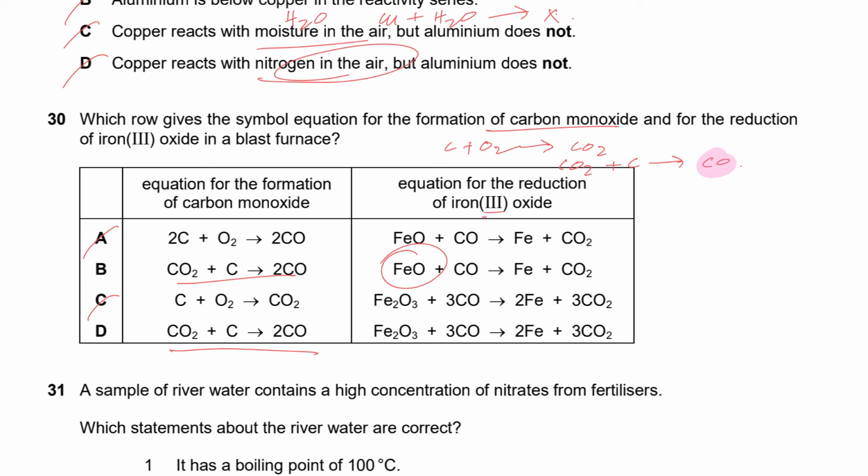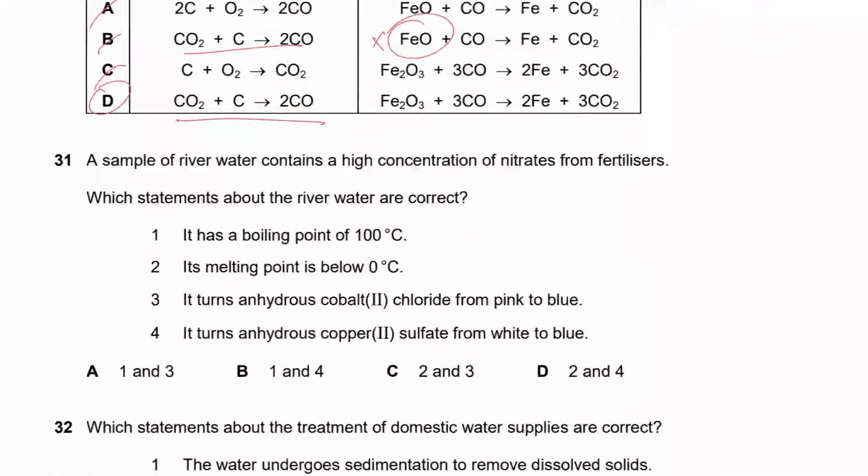The iron 3 oxide means that iron must have a 3 plus charge, O must have a 2 minus charge, cross multiply, you get Fe2O3, right? So it's not FeO, it's Fe2O3, therefore you could go for D next.